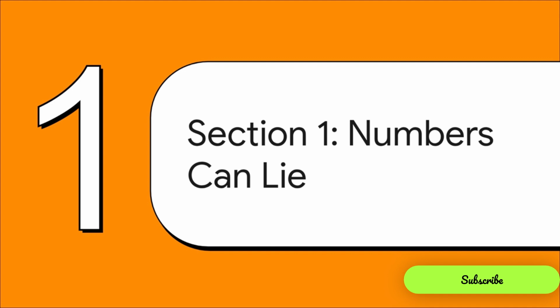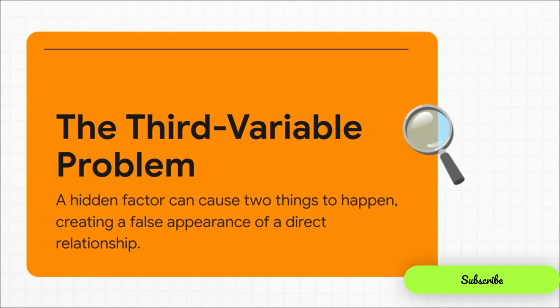But this is a perfect, and I mean perfect, example of our first big idea. Numbers can absolutely lie. A statistic can be technically true, but without the right context, it can lead us to a conclusion that is completely false. So what's the real story? Well, it's a classic case of something called the third variable problem. This is where there's some hidden third factor that's actually causing both things to happen.